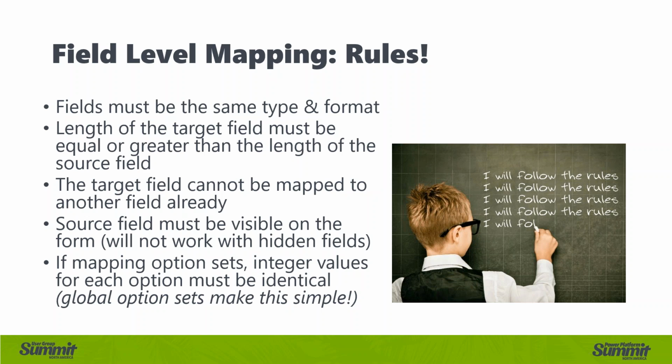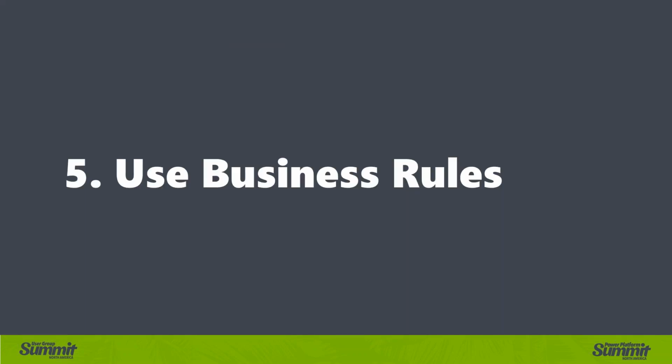The source field has to be visible on the form. So you cannot do field level mapping if you have a hidden field on your form. And finally, if mapping option sets, you have to make sure the integer values match, not the text. You know how when you're building an option set, your values have the words and the numbers; the numbers have to match. And my little tip: global option sets make it simple. When in doubt and you're building an option set, make it a global option set.